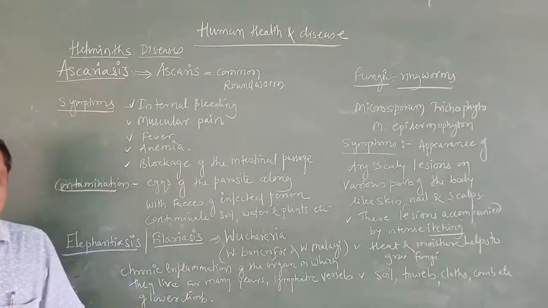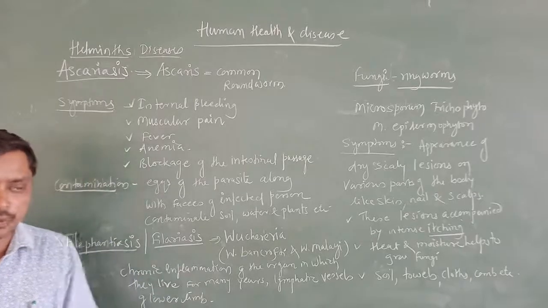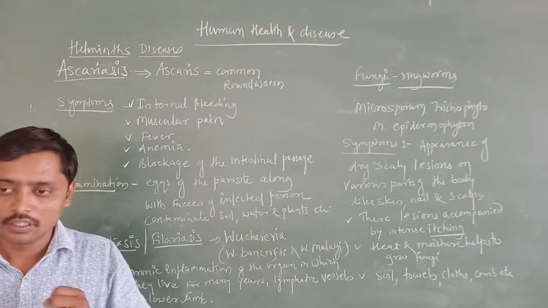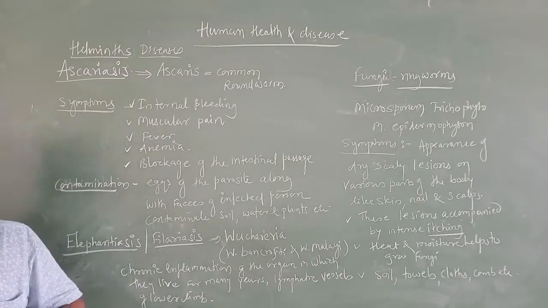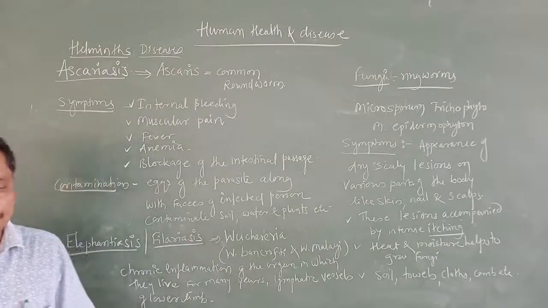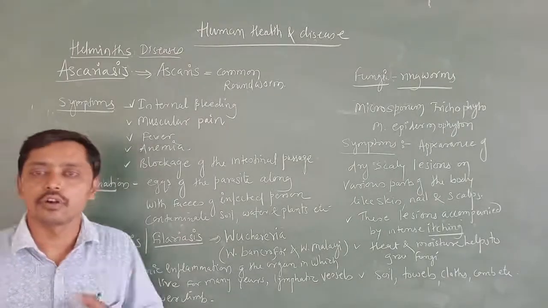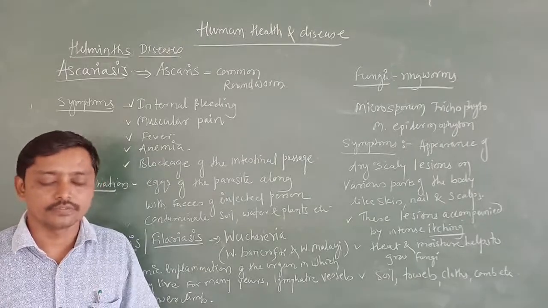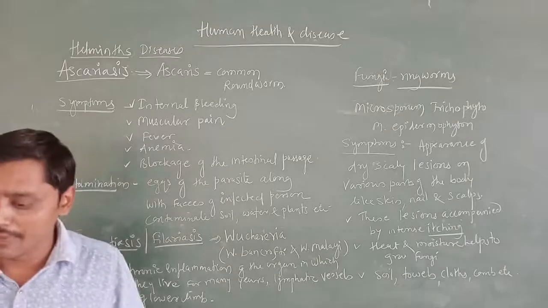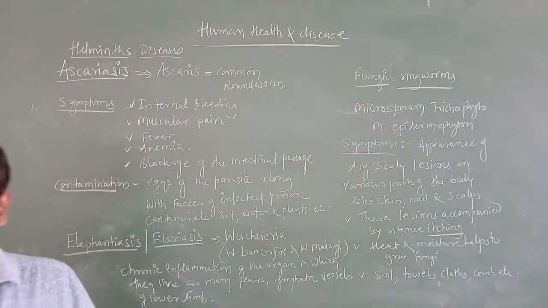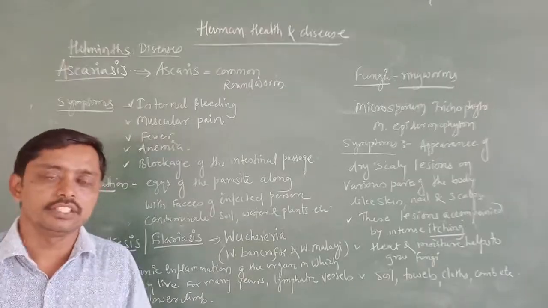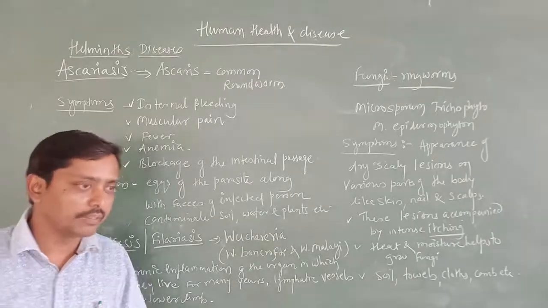The next disease we have studied under the protozoan diseases is amoebiasis. Amoebiasis is called amoebic dysentery. It is caused by Entamoeba, and we have studied the symptoms for amoebiasis. The symptoms are constipation, abdominal pain, cramps, and stool with excess of mucus and blood.